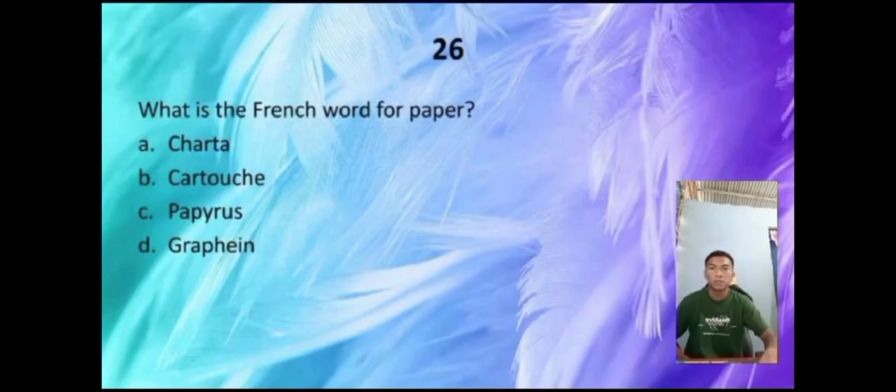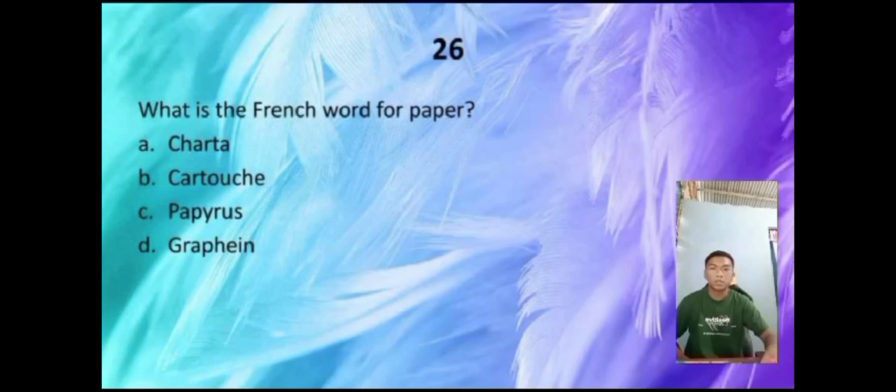What is the French word of paper? So, the keyword is French word for paper. My answer is A, charta. So, ang charta is French word of paper that is derived from Latin word na ang karta na ibig sabihin din ay paper. It is a written document or sheet of paper na ginagamit sa mga historical or legal context. So, ang mga wrong answer ko po ay B, cartouche.